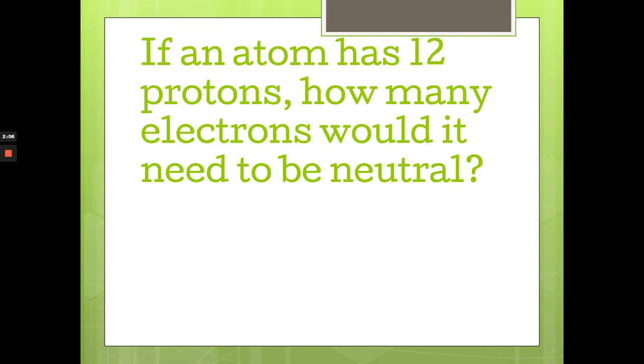If an atom has 12 protons, how many electrons would it need to be neutral? So remember, if I have 12 protons, I have to have the exact same number of electrons, which would also be 12. So if I have 12 protons, 12 electrons.